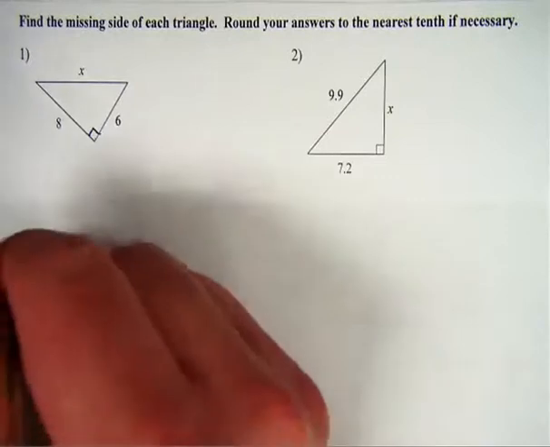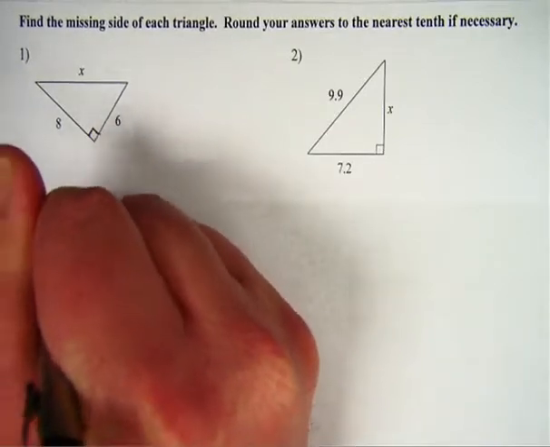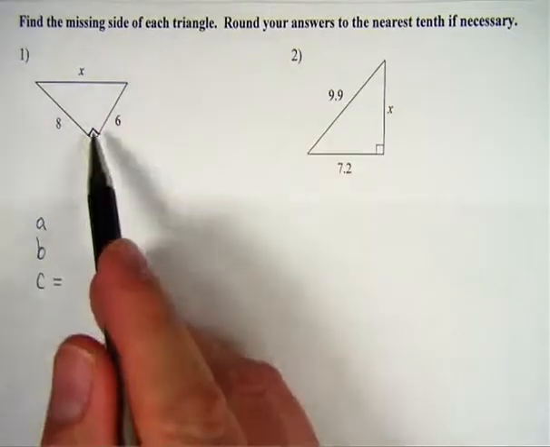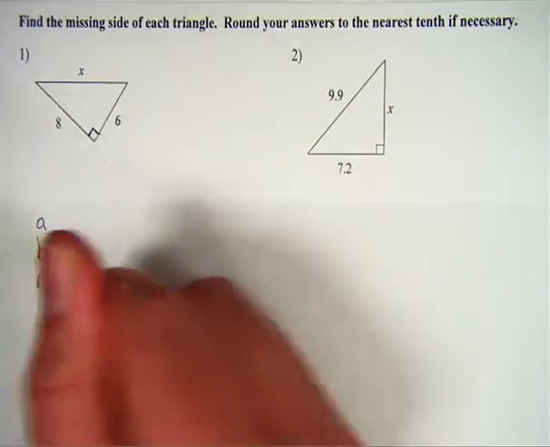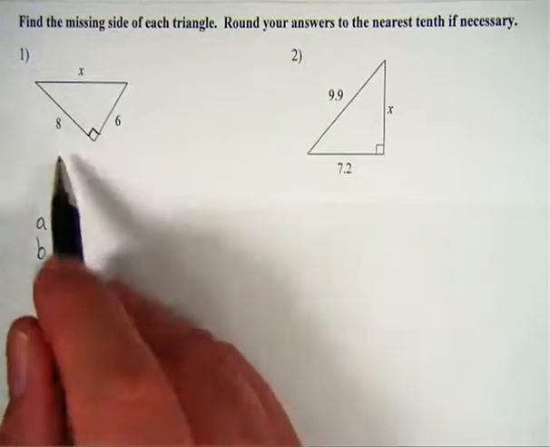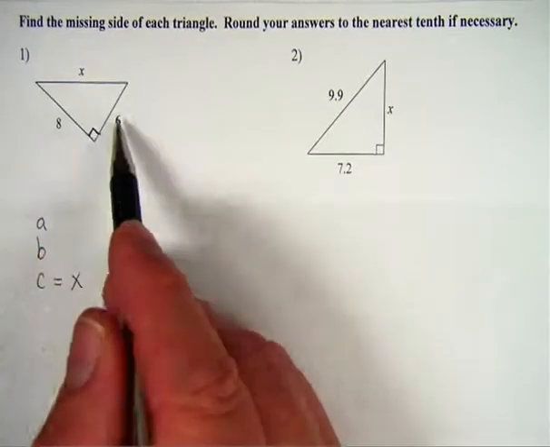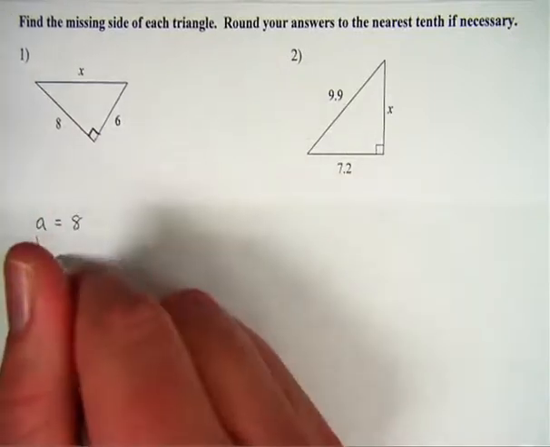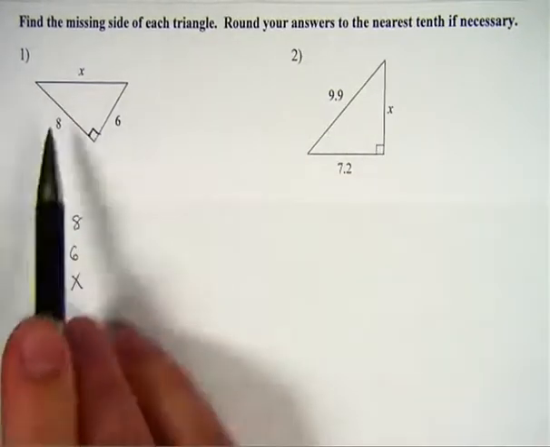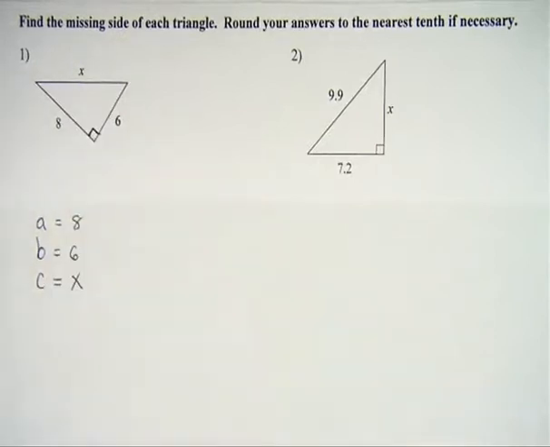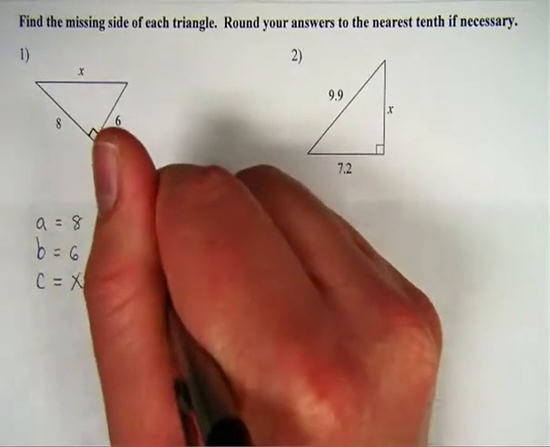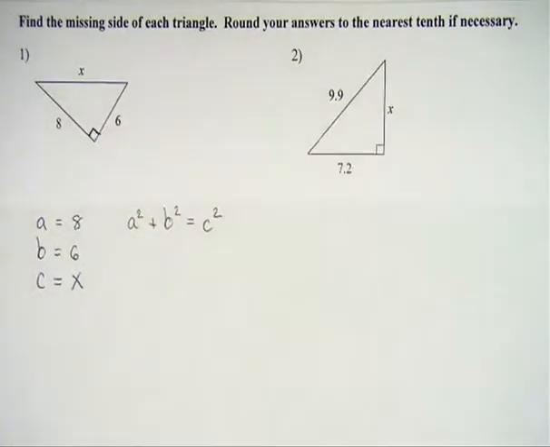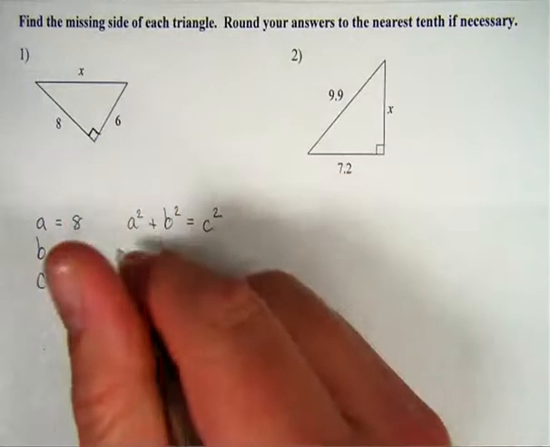So here I'm going to put underneath this, we're going to say what A, B, and C are. So C is going to be X, the one directly across from there. Now A and B, it really doesn't matter which leg I choose. I'm going to call A 8 and B 6. So now I've got A, B, and C, and the Pythagorean theorem tells me that A squared plus B squared equals C squared. And all I'm going to do is substitute those values in.